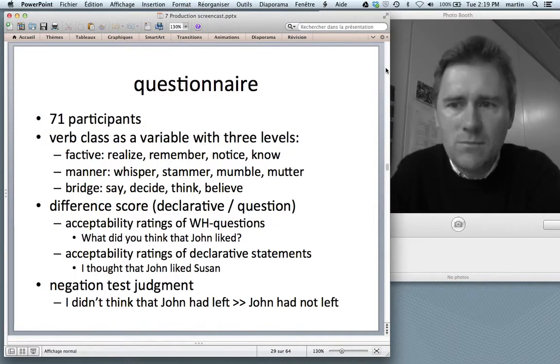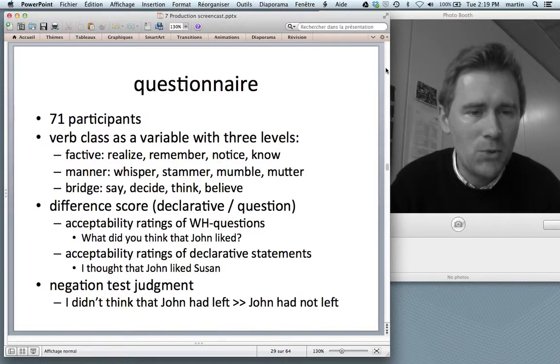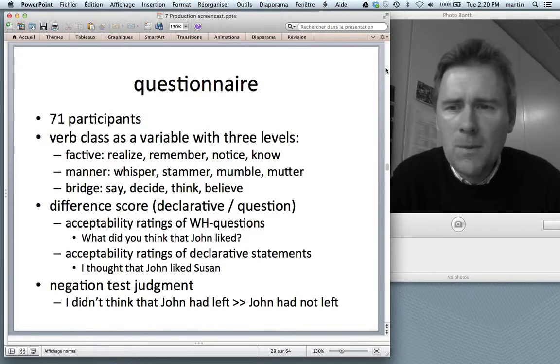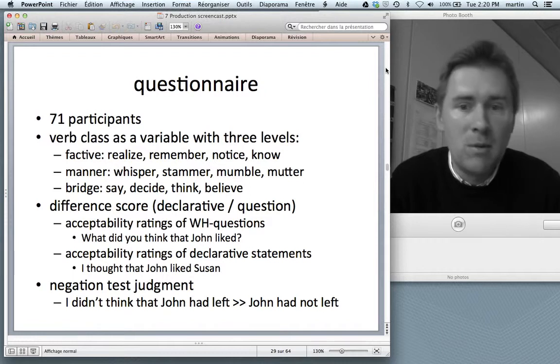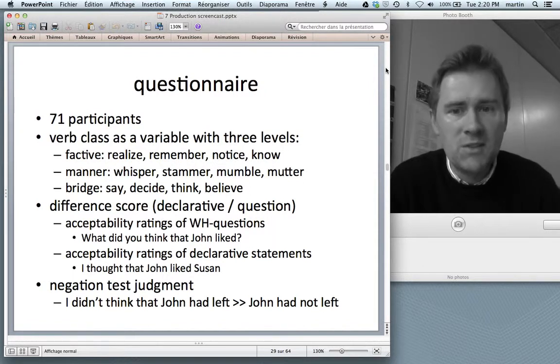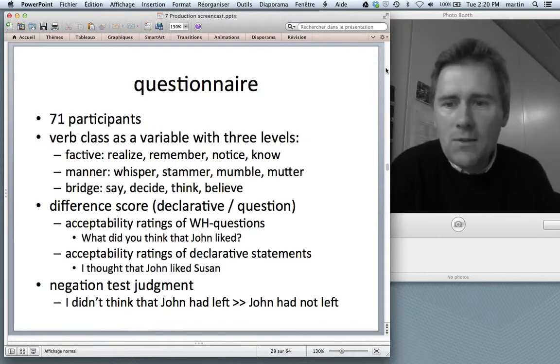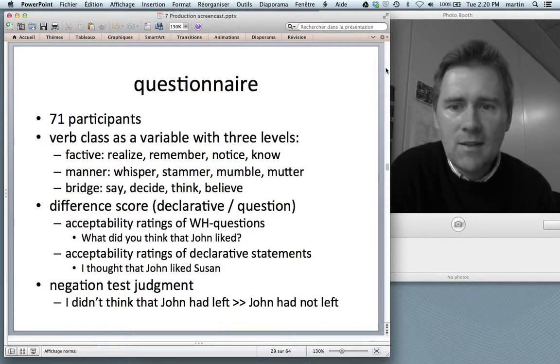Okay, so some 70 participants got a questionnaire where they were exposed to little tasks of this kind, and verb class was operationalized as a variable with 3 levels. So there were factive verbs like realize, remember, notice, and know. Manner of speaking verbs: whisper, stammer, mumble, mutter, shout, and so on and so forth. And so-called bridge verbs: say, decide, think, and believe. Right.